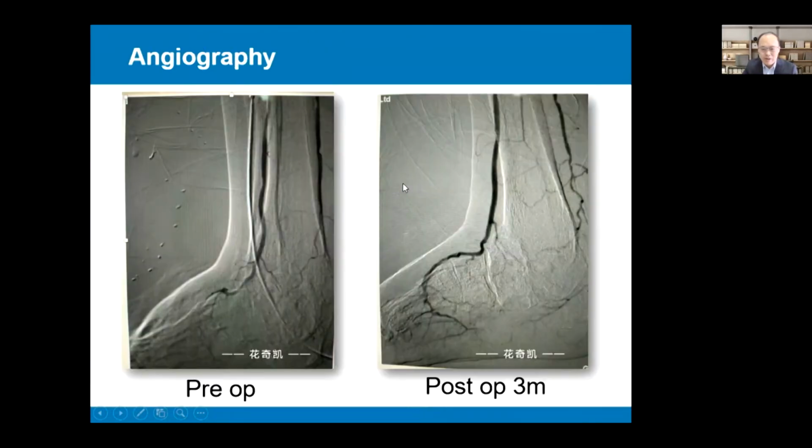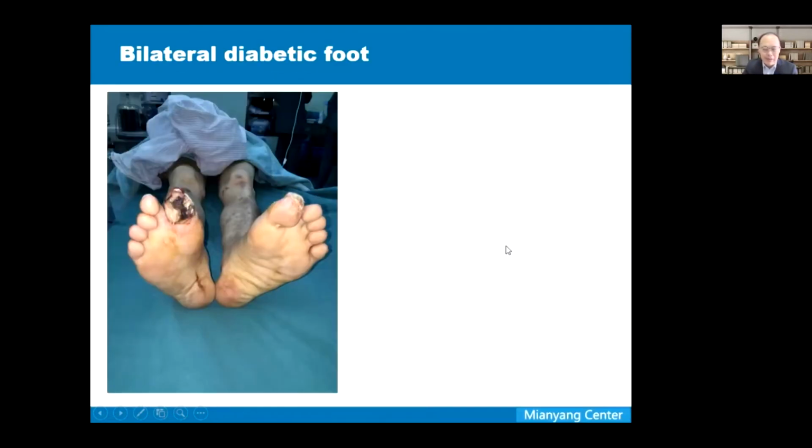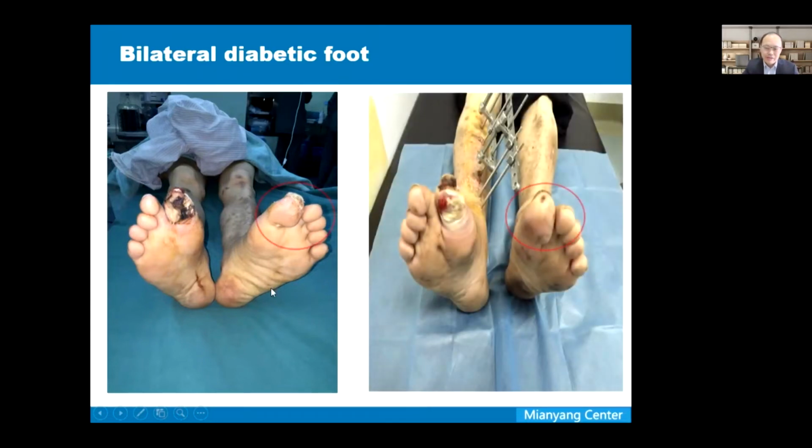Good result. We also use angiography. You can see the blood supply occurred here, pre and post-operation at 3 months. Very huge. And how about the bilateral side? Diabetic foot, do we perform the surgery on both sides? No. Here is more severe, so we just perform the surgery on the right side. Suddenly we found the left side also shows recovery.